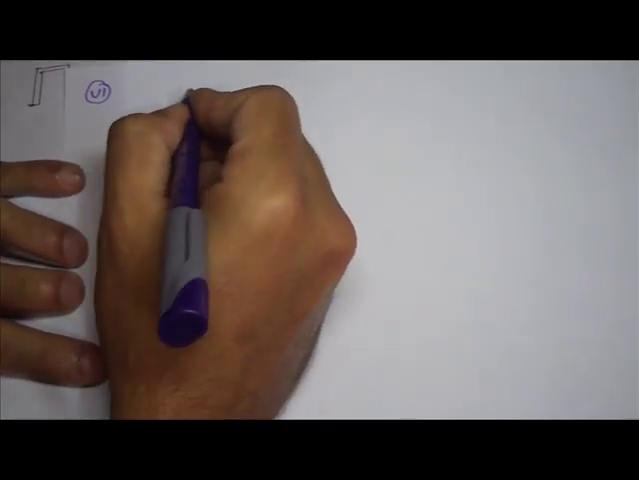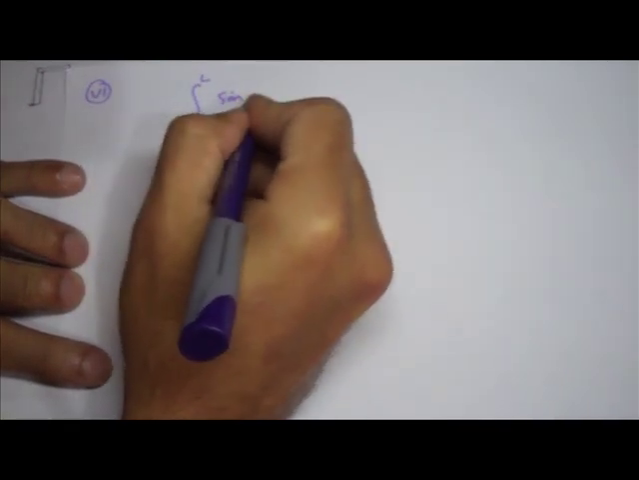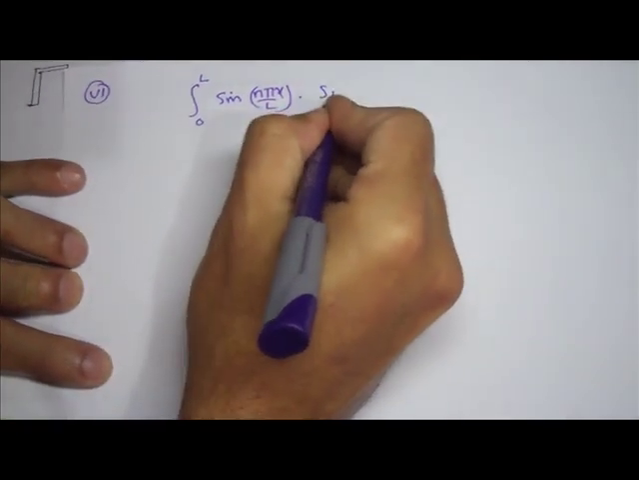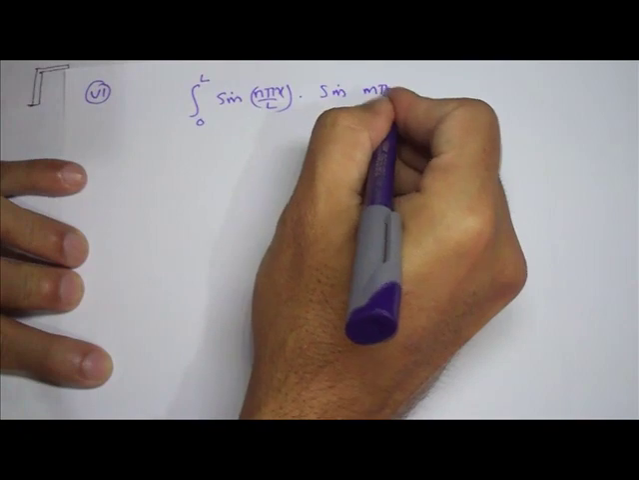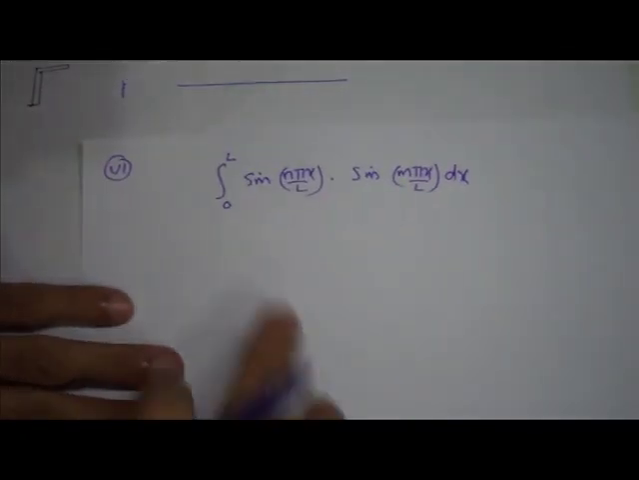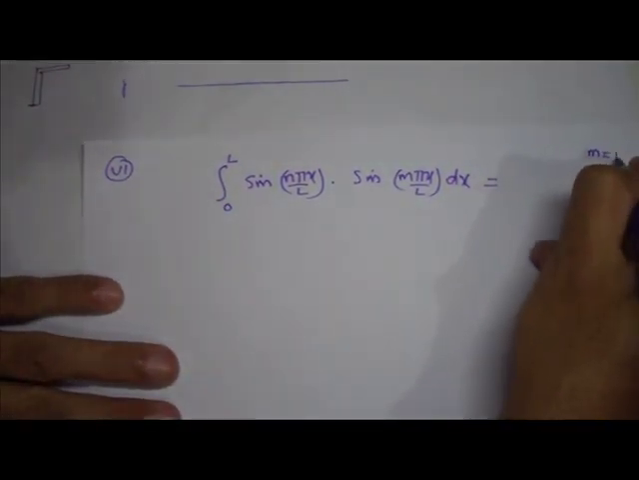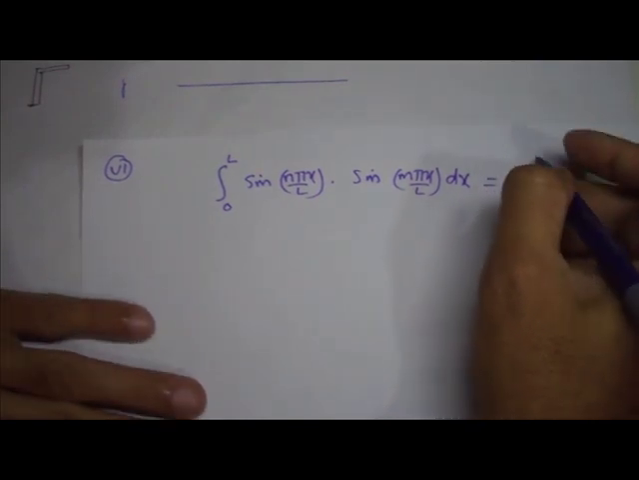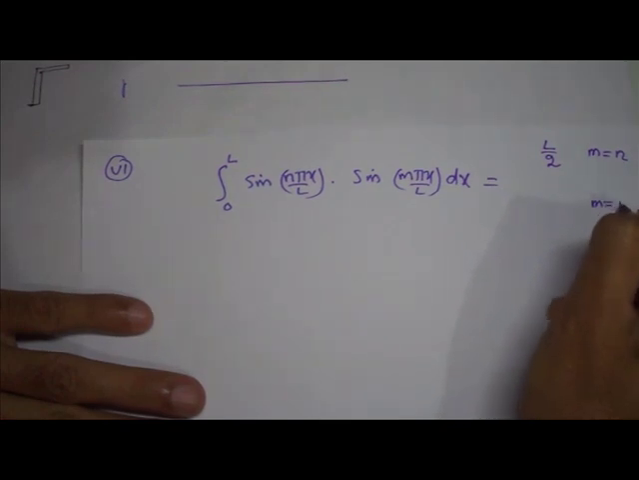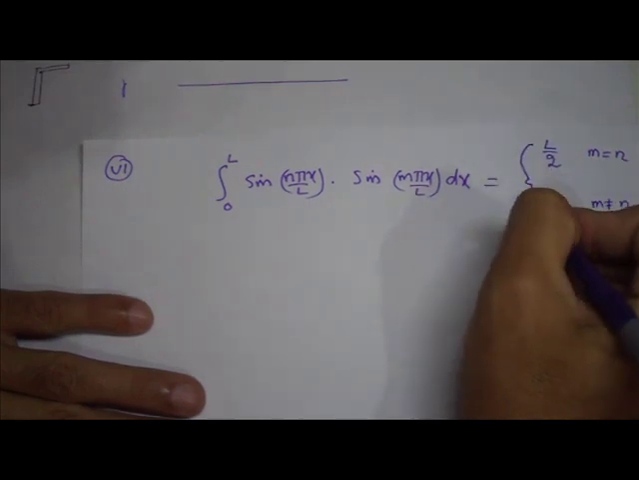You may know about this identity: the integral from 0 to L of sine n pi x over L multiplied by sine m pi x over L dx. What is the answer of this integration? This is a conditional answer. If m and n are the same, then this integral is equivalent to L divided by 2. And if m and n are not the same, then this integral is equivalent to 0.